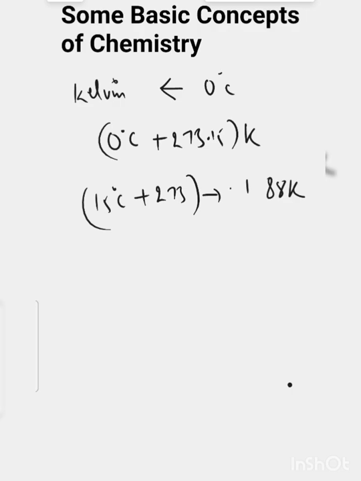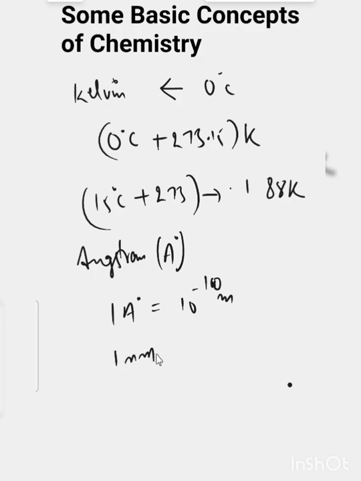Hope you got it. Now, do you know what is angstrom? It is denoted like this, and 1 angstrom is equal to 10 raised power negative 10 meter. Do you know what is nanometer? So 1 nanometer is equal to 10 raised power negative 9 meter. So what is 1 picometer? 1 picometer is equal to 10 raised power negative 12 meter. So these are a few conversions.